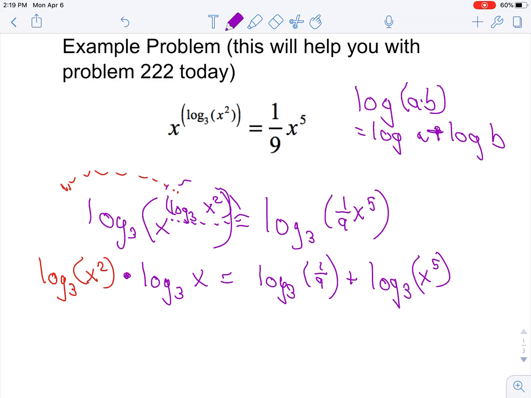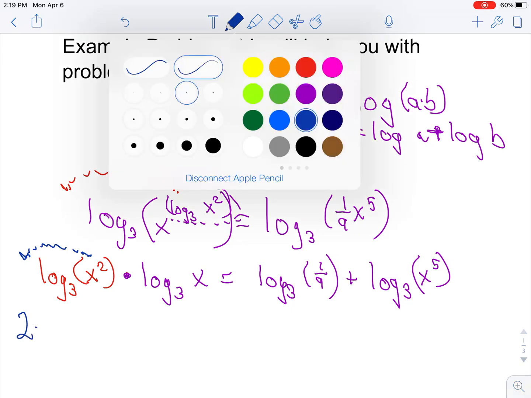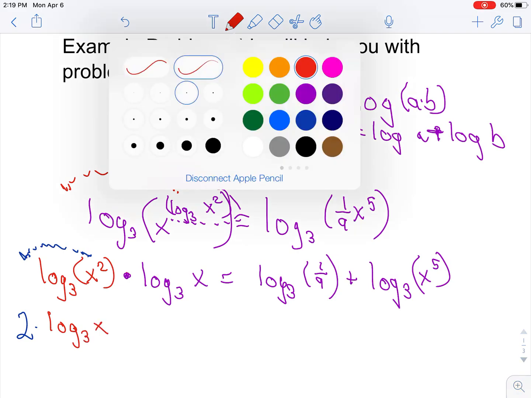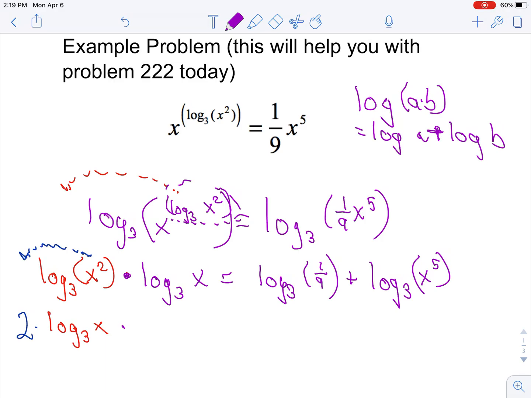In the meantime, now I've got this, and again I'm going to fly over this exponent right here. Isn't that funny? I'm now going to write 2 times, and I'm going to try to keep the colors so hopefully it makes sense for you. So now I've got 2 times log base 3 of x times log base 3 of x equals, and meantime over here, I know what this is. I know 1/9 is actually 3 to the power of -2, right? Hold that thought. And then I still have log base 3 of x to the 5th over here.